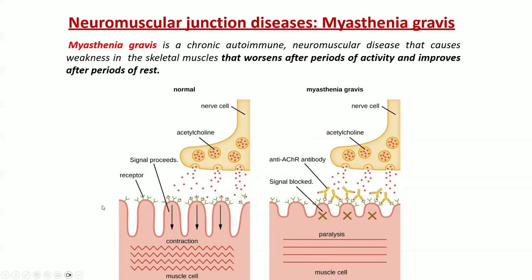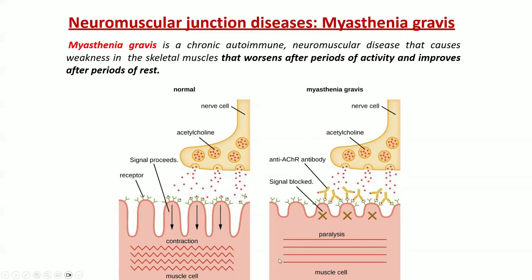Okay, on the left side, we can see the normal situation, right? We have this presynaptic terminal, acetylcholine in synaptic vesicles, the calcium comes in, it is released, and now all this acetylcholine can freely bind to the receptors that it can reach, right? And this will change the membrane potential, and contraction of the muscle cell will happen.